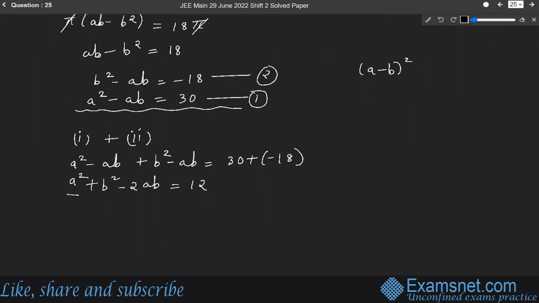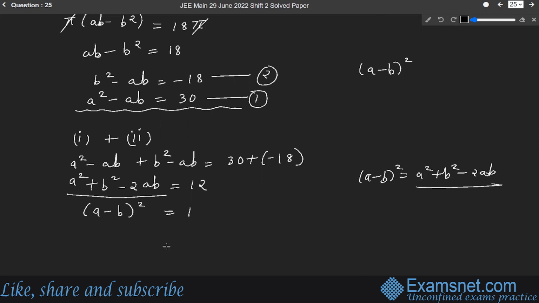Now you can see that this part is actually an identity. And what is the identity? A minus b whole square is equal to a square plus b square minus 2ab. It means that a square plus b square minus 2ab can be written as a minus b whole square. So this term is actually equal to a minus b whole square, and the right hand side is 12. So the value of a minus b whole square is equal to 12.